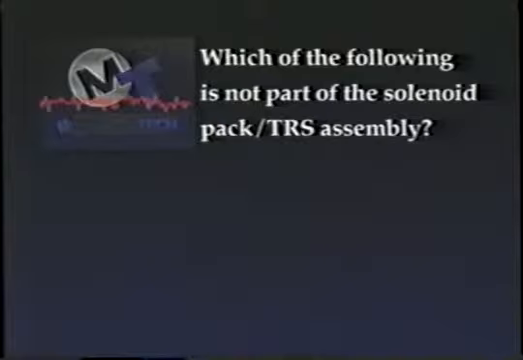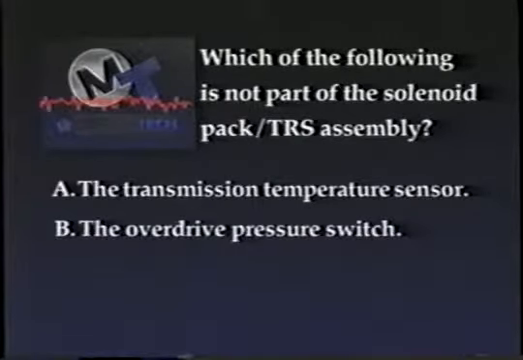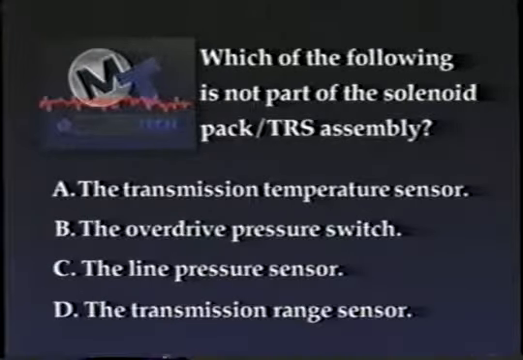Before we cover some items related to diagnosis and service of the 45 RFE, try another review question. Which of the following is not part of the solenoid pack TRS assembly? A, the transmission temperature sensor. B, the overdrive pressure switch. C, the line pressure sensor. Or D, the transmission range sensor. Stop the tape to discuss the possible answers.